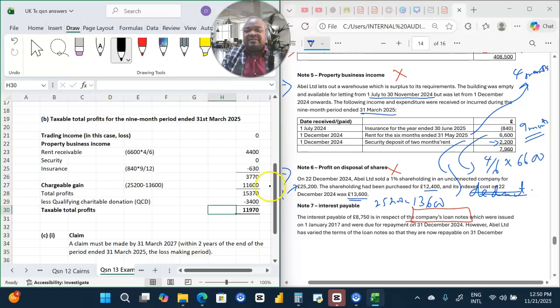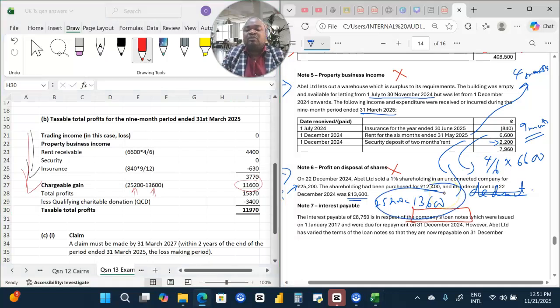Okay, then we move on to the chargeable gain. So you can see that we are still following our usual pro forma. So the chargeable gain now, this is the disposal proceeds minus the indexed cost, and we get the 11,600, and this is the computation which we showed you.